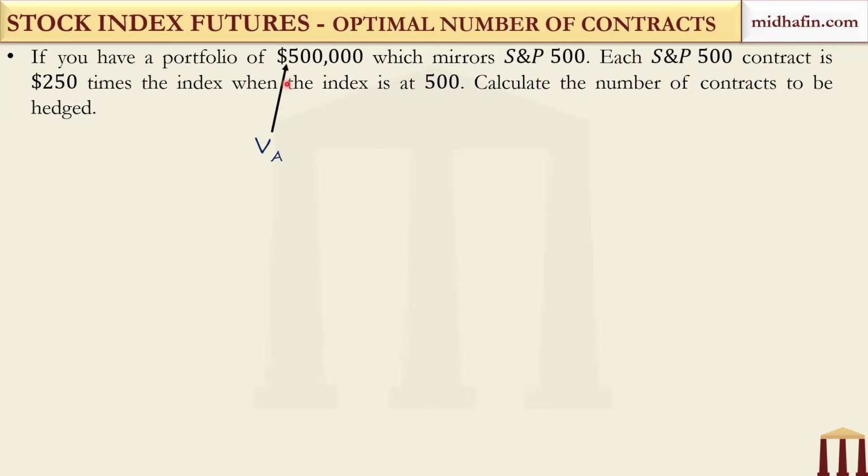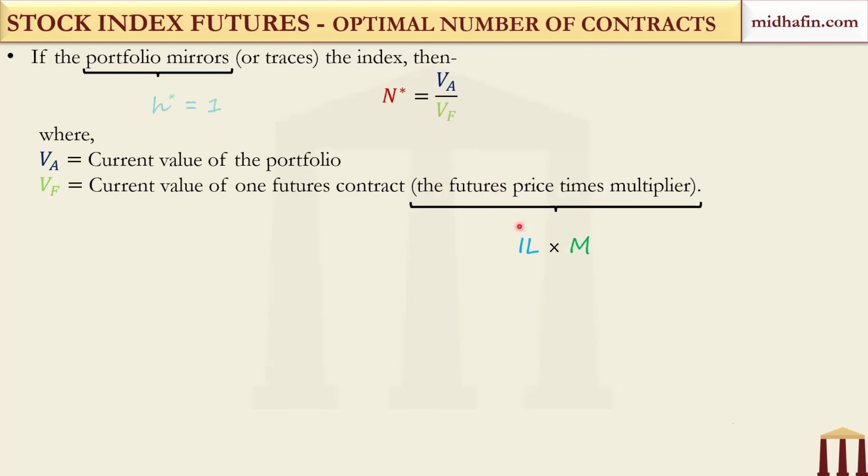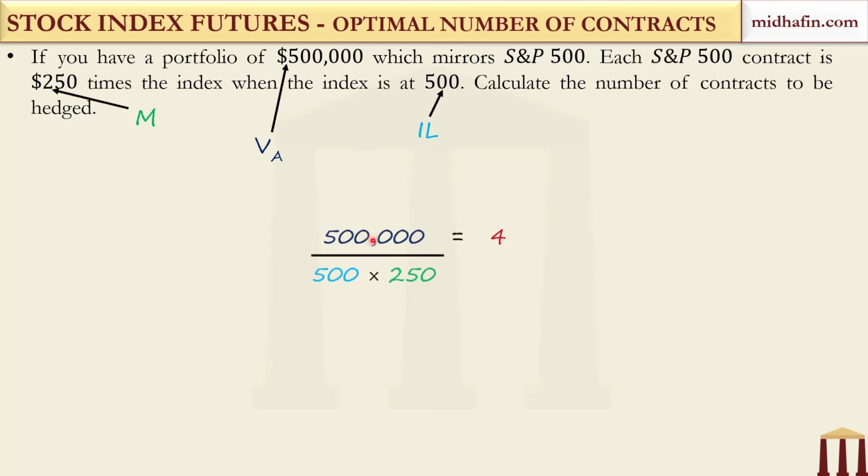So this is your VA, right? This is the size of the portfolio, correct? What is your index level? 500. What is your multiplier? 250. So we just use the formula VA divided by VF, and VF is nothing but IL times M. So VA divided by IL times M. That's your answer. 4. You'll get 4 actually, not 25. Yes, 4 to be hedged. Correct. So 4 contracts are required to be hedged.